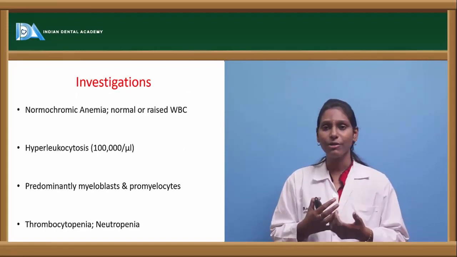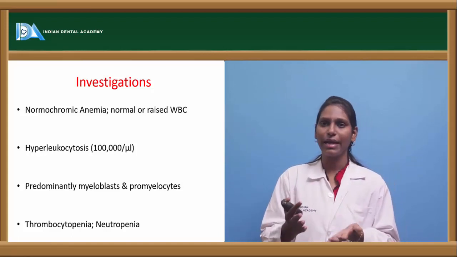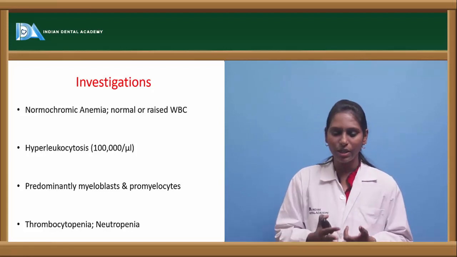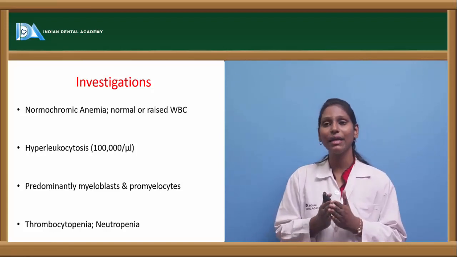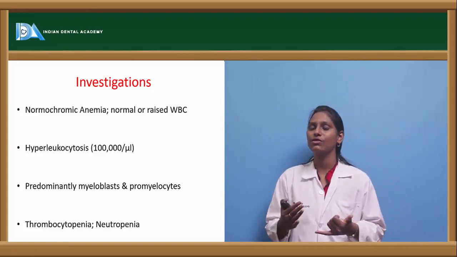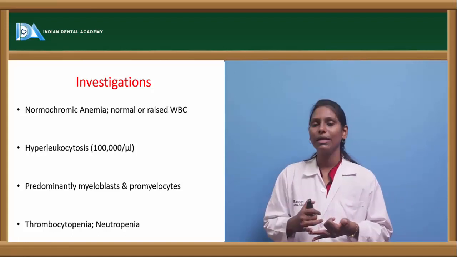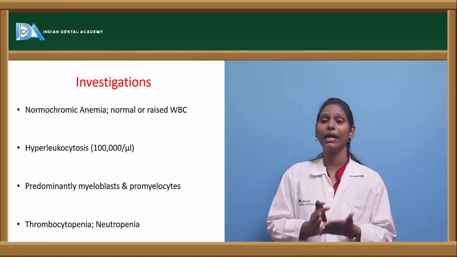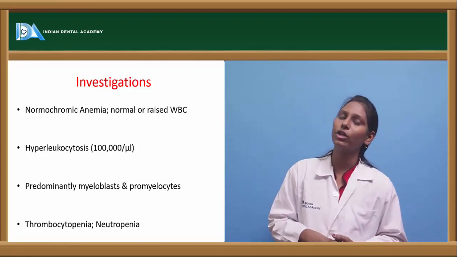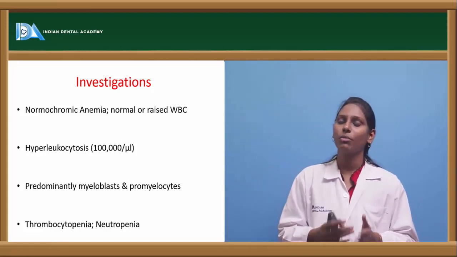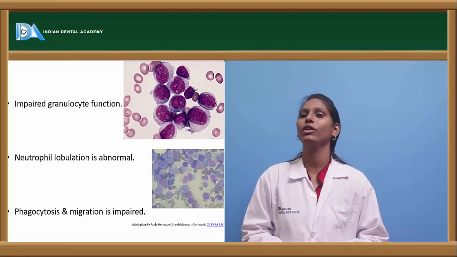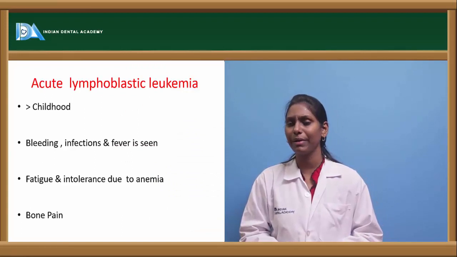And coming to histopathology, when we see the slide of the peripheral blood smear of these cases, we see a bizarre shape, abnormal granulation and inability of platelets to aggregate and adhere. So in the smear, these are the features that we see. In investigations, we see normochromic anemia, and normal or raised WBC can be seen. Definitely hyperleukocytosis, about 1 lakh per microliter, can be seen. Predominantly myeloblasts and promyelocytes can be seen in these cases. Thrombocytopenia and neutropenia in other conditions. Next, we have impaired granulocyte function; neutrophil lobulation, phagocytosis and migration are also impaired in these cases.